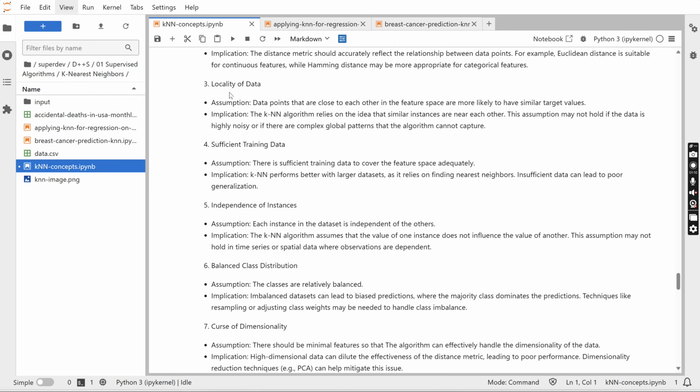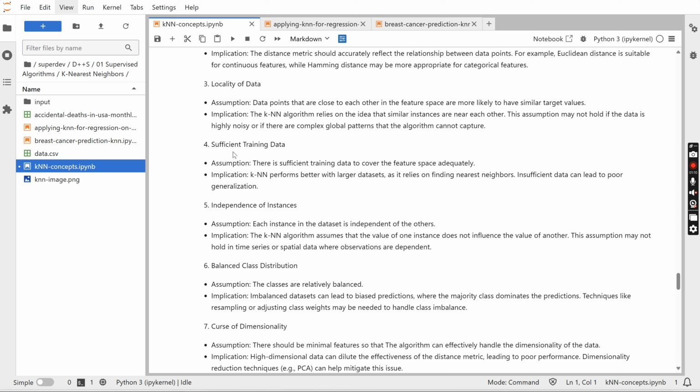Next is locality of the data. That means data points that you are trying to measure should be in the same dimensions, same feature space. Coming back to that height and weight example, one feature cannot have height and weight values. So locality should be there, otherwise calculations will be incorrect, and high noise would be there.